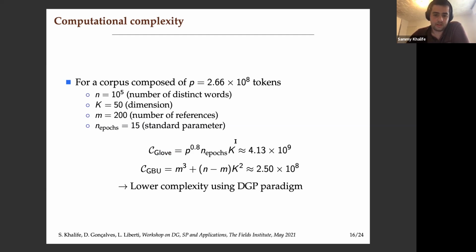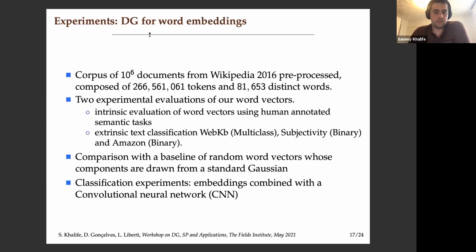And it turns out that the theoretical factor is even larger than 10, sorry. So we were able also to see that concretely, and I will show that later in the experiments. Concerning the experiments for natural language processing in the first part and for bioinformatics in the second part, we consider a corpus of 1 million documents from Wikipedia that we pre-processed following standard procedures.